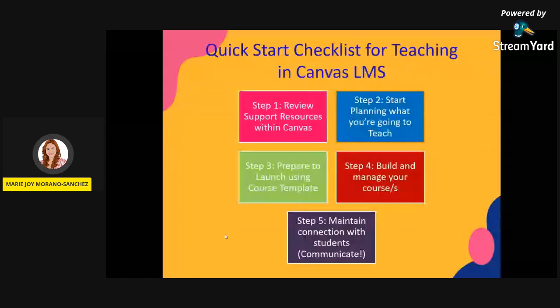Okay, so as a recap, the quick start checklist for teaching in Canvas LMS. Step 1, review support resources within Canvas. Then next, start planning what you're going to teach. After you have your plan, next is prepare to launch using a course template. Use and apply the course template, modify it. Step 4 is build and manage your courses. So you start with presenting your content, then provide practice and assessment, and of course provide feedback and grade. Then of course step 5, maintain connection with the students.